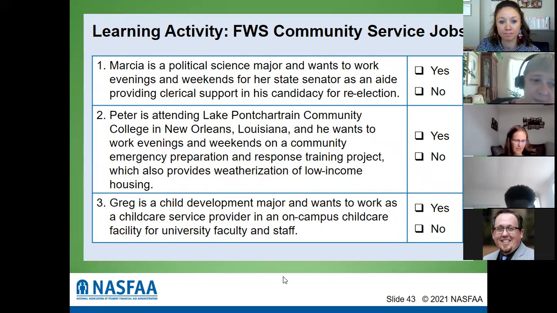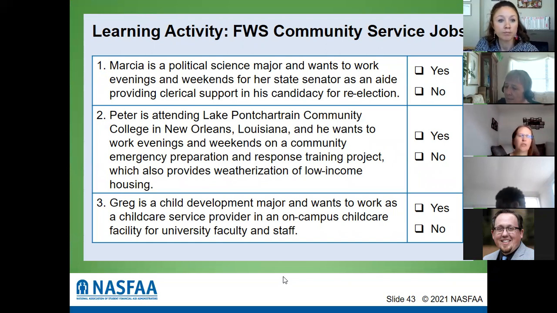Good job. Okay, so we got a little bit more of some community service activities here. We're going to read through these and then we're going to say if they would be yes or no, if they would be eligible to be a work study position. So the first one, Marcia is a political science major and wants to work evenings and weekends for her state senator as an aide, providing clerical support in his candidacy for re-election. No. That is correct. This is a no, because it's in a politician's re-election.